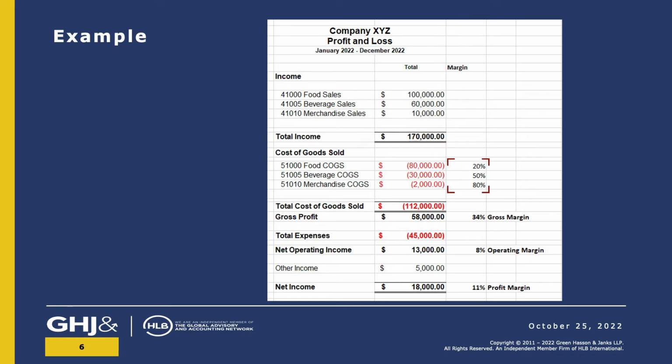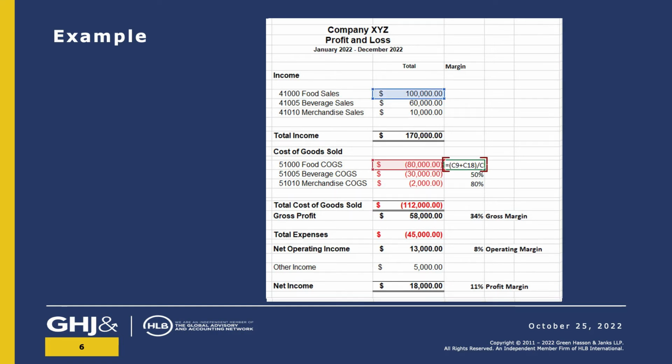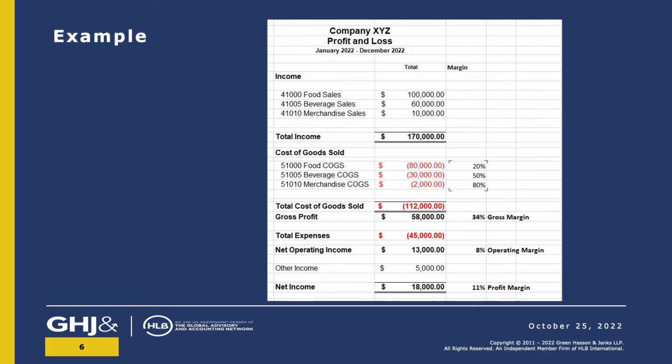I think another important metric to analyze here is our margin per revenue line. So in this case, we have three revenue lines: food, beverage, and merch. And what we are doing here is calculating the margin for each line item. So for food, we have COGS of 80,000 and revenue of 100,000, which leaves us with a margin of 20%. Beverage 50%, and merchandise 80%.